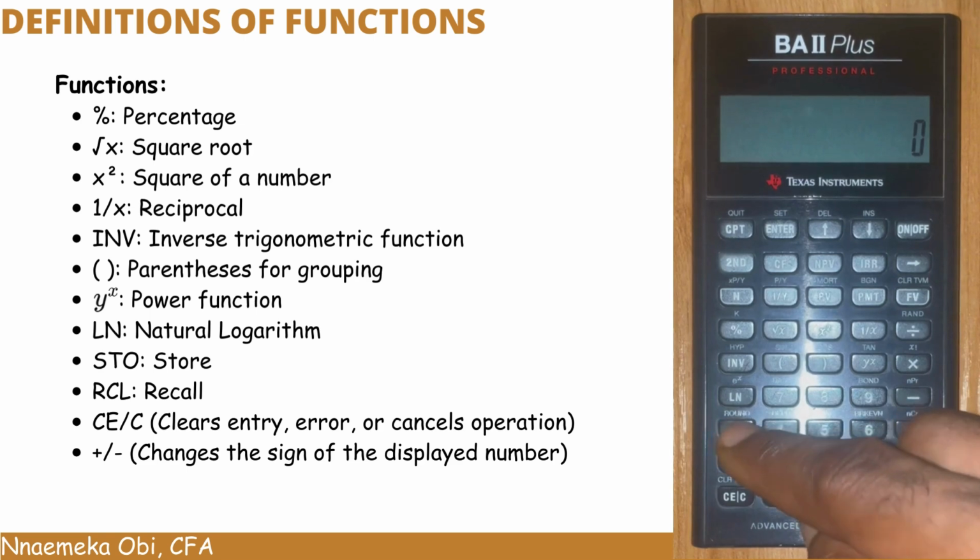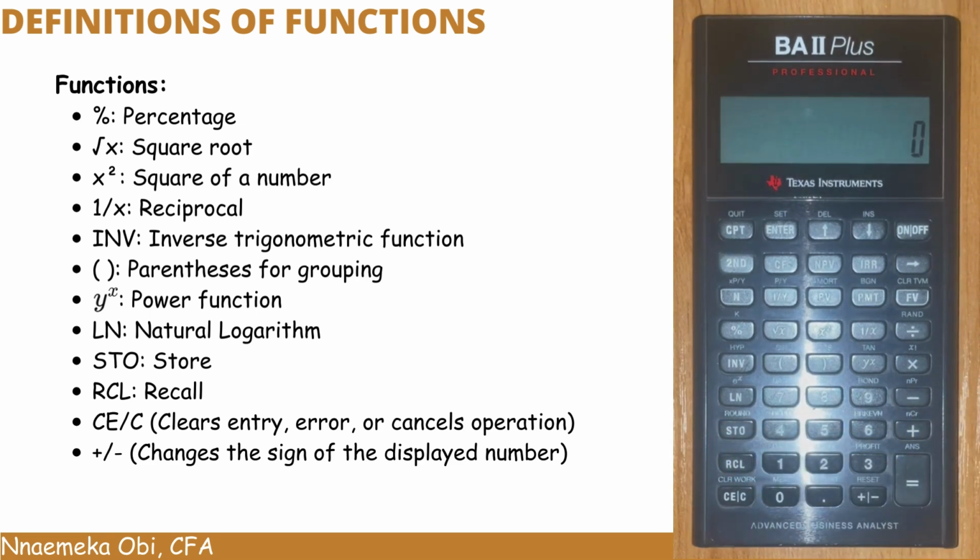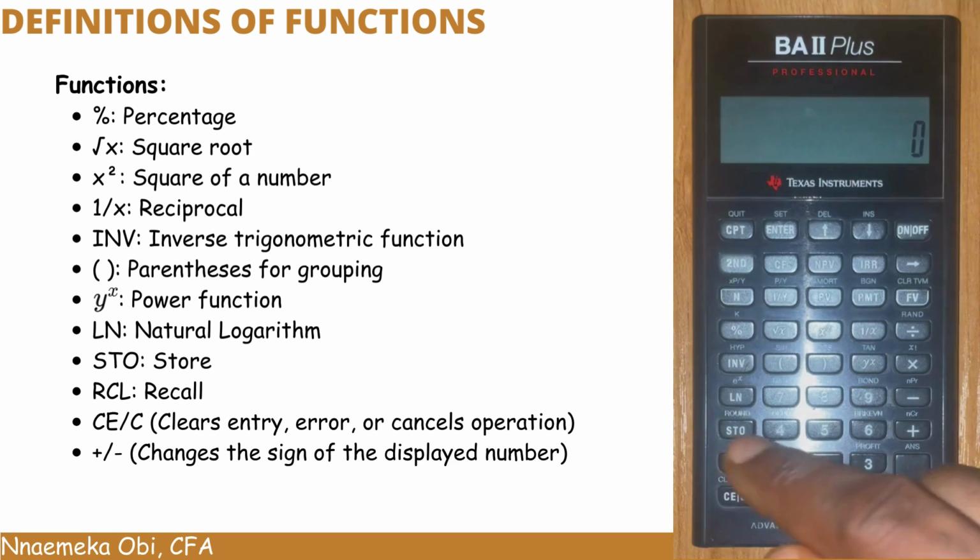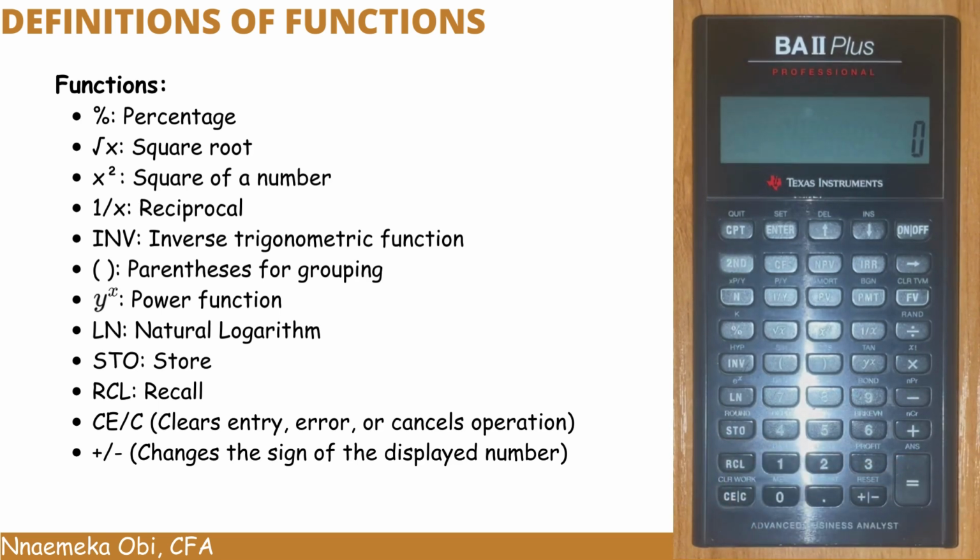Now this is the store button. So we use the store button to store numbers in the memories, okay? Now we have the recall button. So we use the recall button to recall any stored number. We have the CE/C button. So we use it to clear entry or to clear error. We can also use it to cancel operations. Then we have the plus minus button. So that's the button we use to change the signs of the displayed numbers.